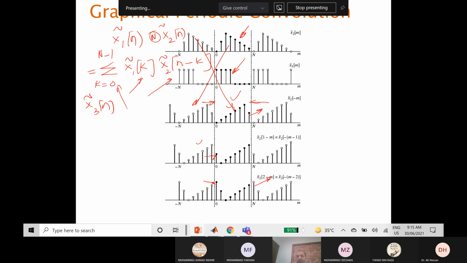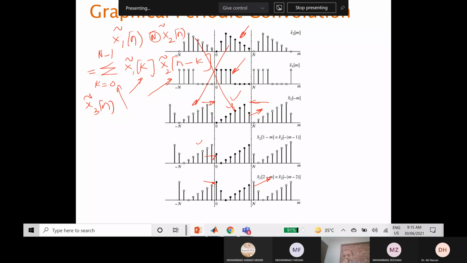So there is a circular effect. Anything which is going out is coming back in to the window. And the second thing is, usually for linear convolution, the size of the output is L plus M minus 1. If L is the size of x1 and M is the size of x2, the output will have a size of L plus M minus 1. But in this case, both signals have to have the same period N, and the output should also have the same number of samples as N.